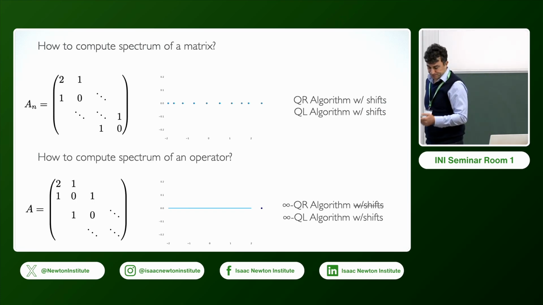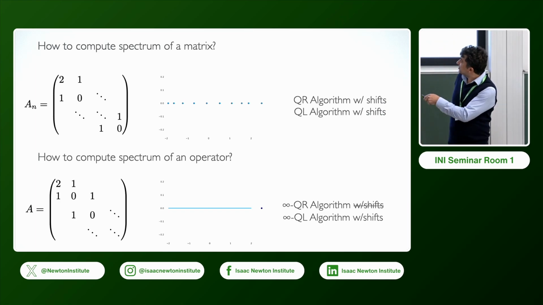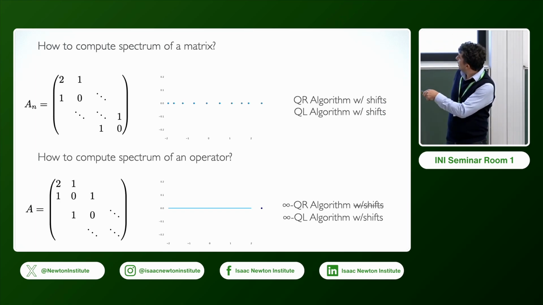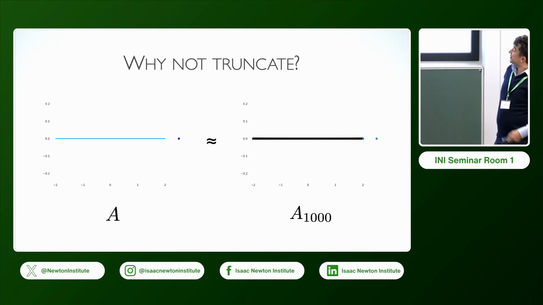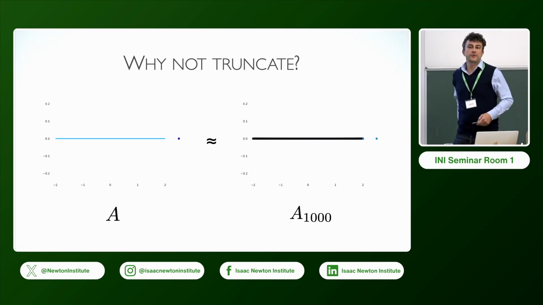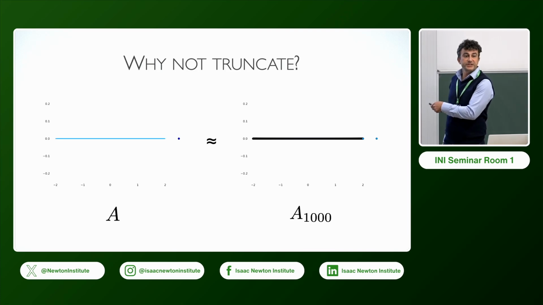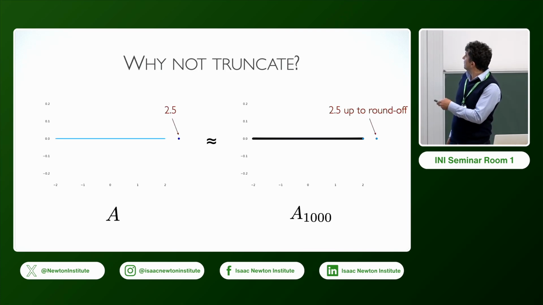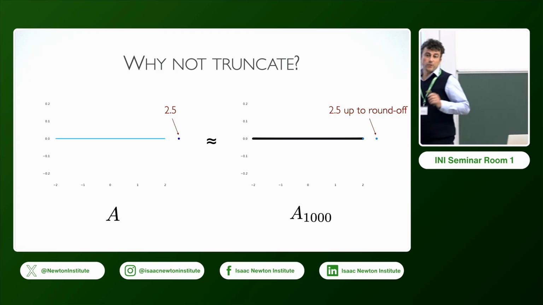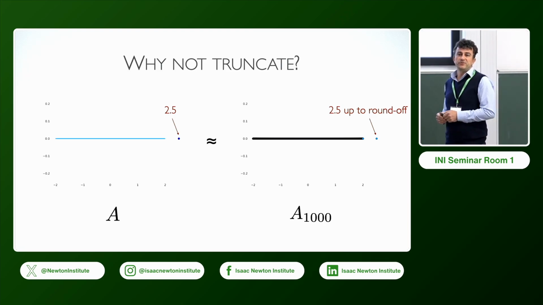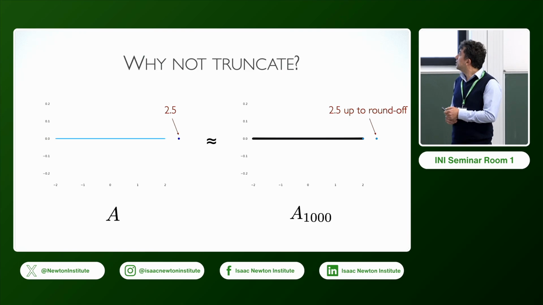So hopefully that's clear. Now, why not just use the eigenvalue of the truncation as an approximation for the true eigenvalue? And this actually works very well for this simple problem. If I approximate the spectrum of A with, say, a 1,000 by 1,000 discretization, it works very well. This is 2.5, and this is 2.5 plus 10 to the minus 16. So for the simple problem, there really is no reason to use infinite dimensional algorithms.